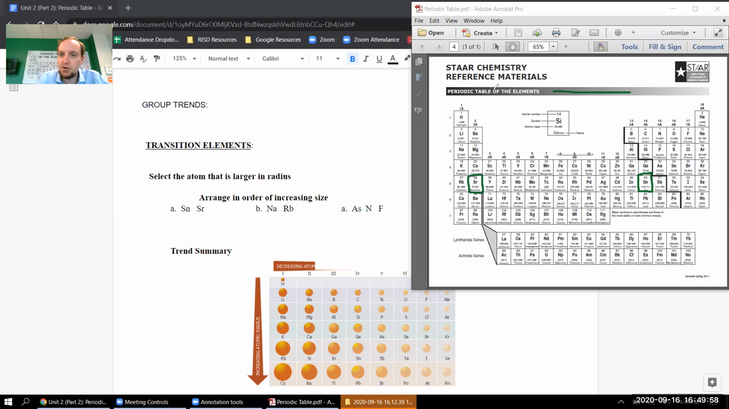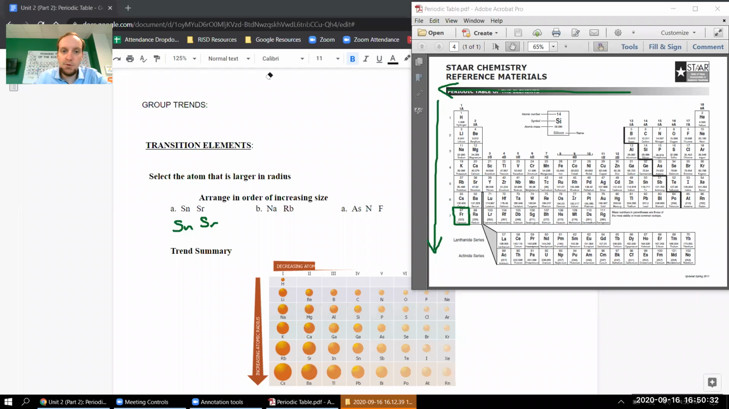Now remember, the trend goes to the left and down. Francium is the largest atom there is. Okay, this is the biggest atom. Again, even though we can never find it because it's too highly reactive, being an alkali metal, it would be and is the largest atom. So between strontium and tin, clearly, the trend going this way means that strontium must be larger. So it already is in the correct order, tin and then strontium, from increasing size, from smallest to biggest, okay?